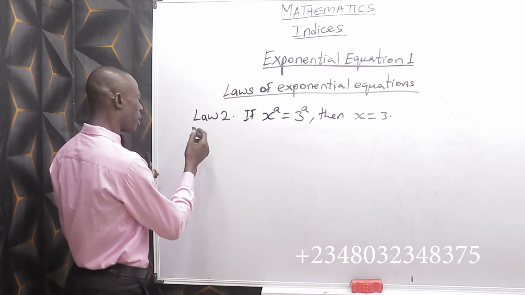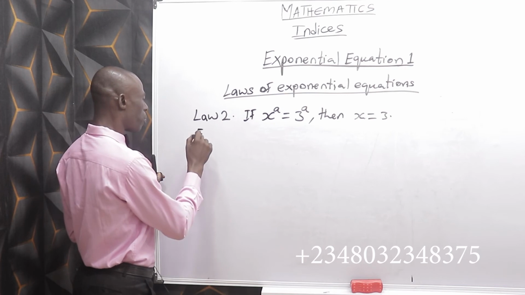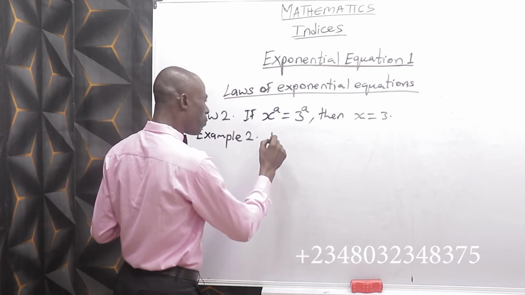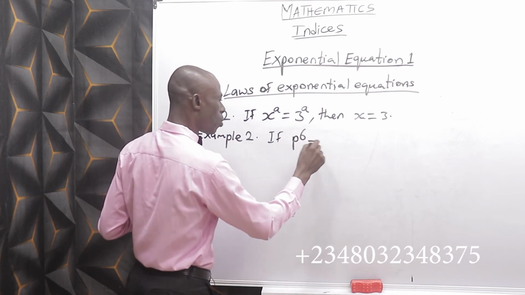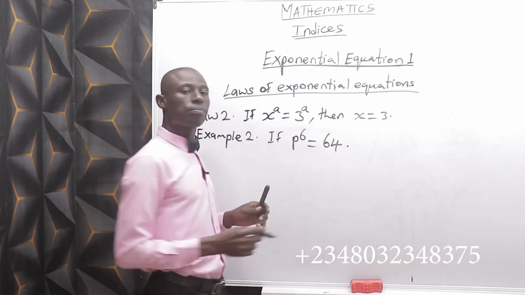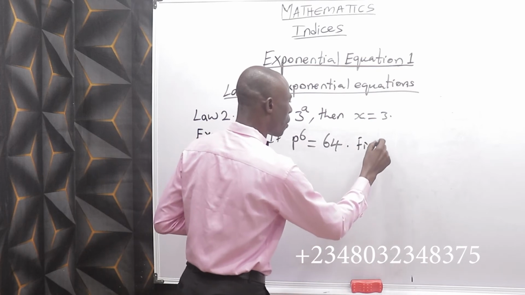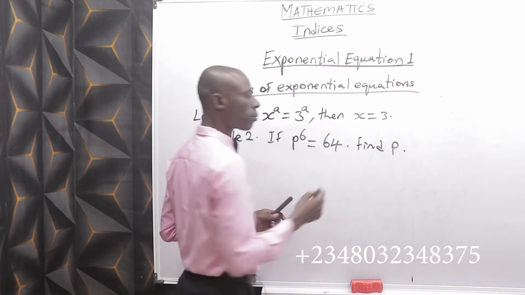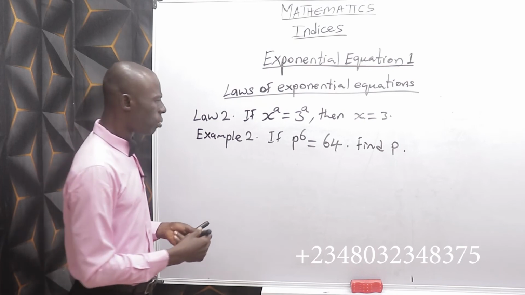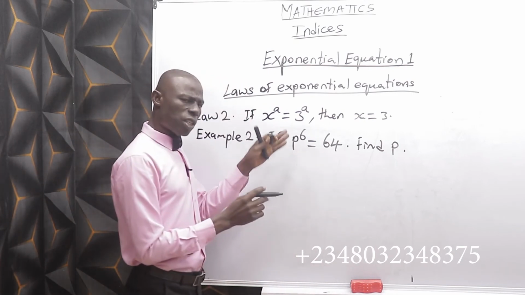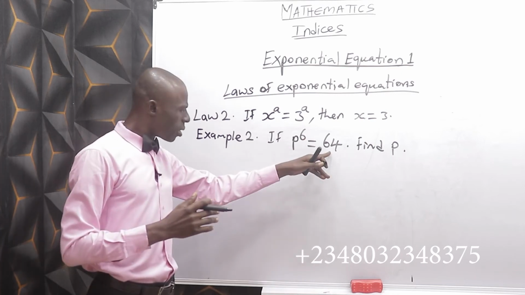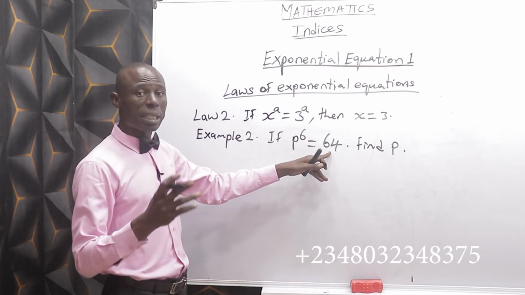So let's see example 2. If p raised to power 6 is equal to 64, find p. What do you do? Simply remember that p raised to power 6 is in index form. So try to express 64 also in index form.